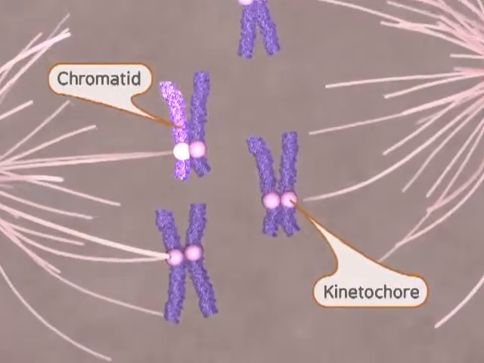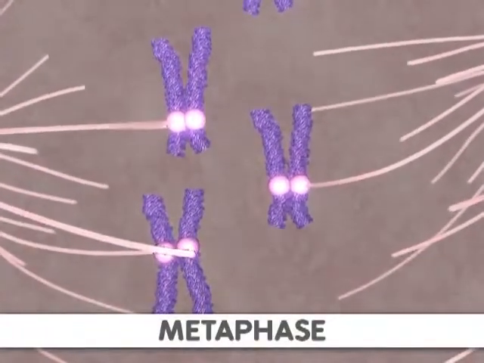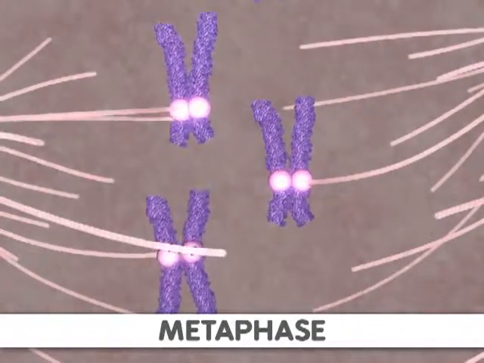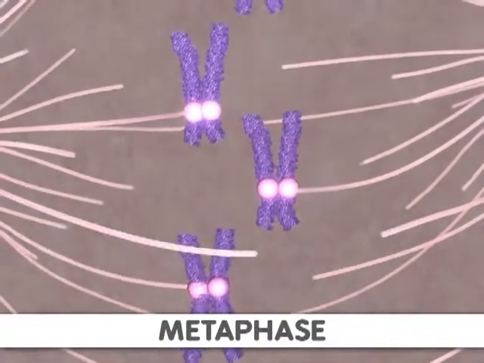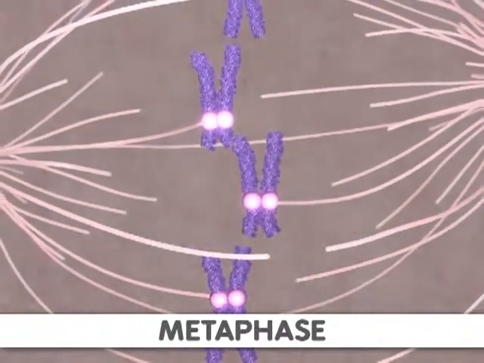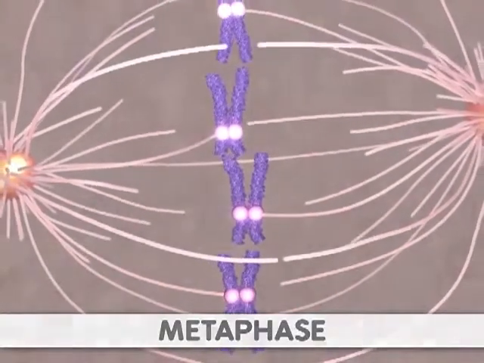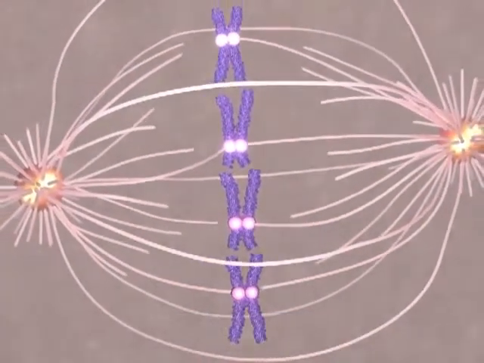Next comes metaphase. During this stage, the sister chromatids align along the center of the cell so that both chromatids face toward opposite poles of the cell. Now the sister chromatids are ready to be separated.